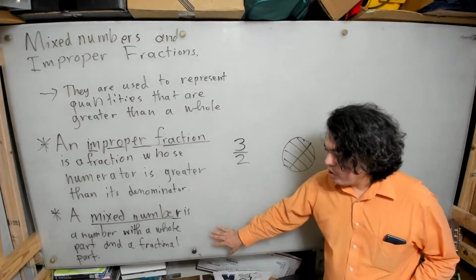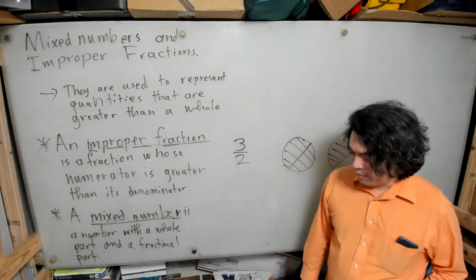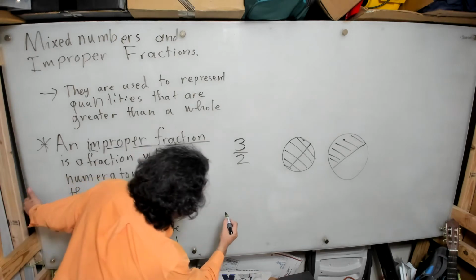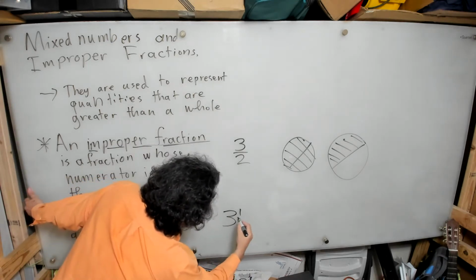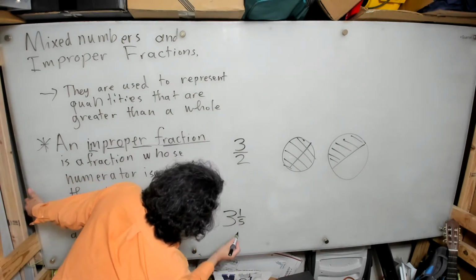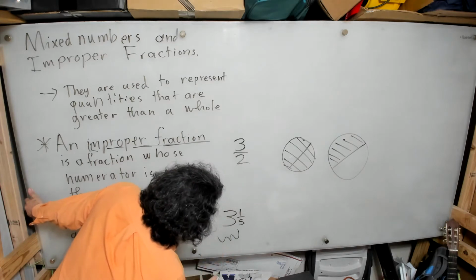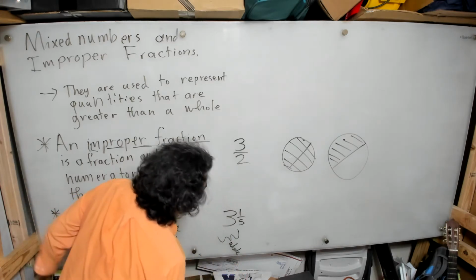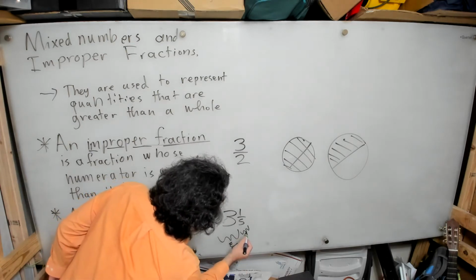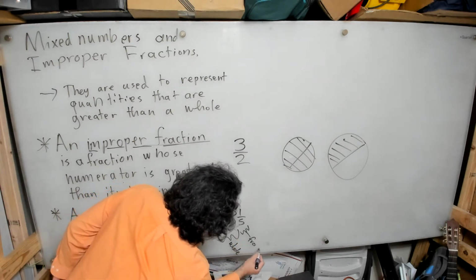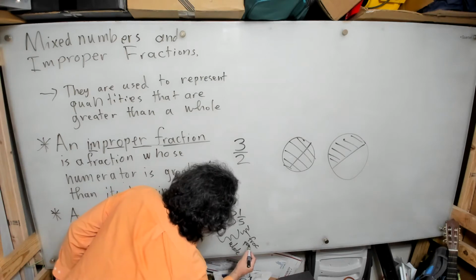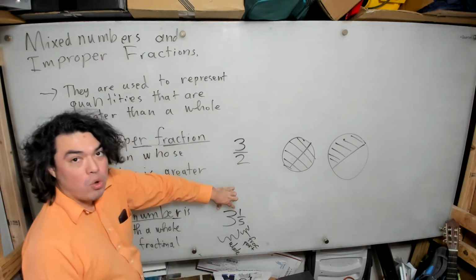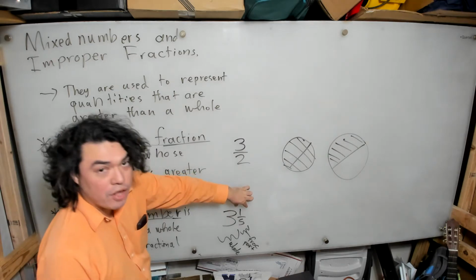A mixed number is a number with a whole part and a fractional part. Let me show that to you here. Let's say I had 3 and 1/5, okay? This would be your whole part, so I have 3 wholes, and this is your fractional part. I'll just put "frac part," because there's too little space to write fraction. So this is how many wholes, and this is how many of the remaining wholes.